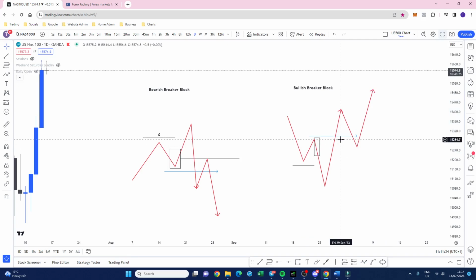But for me, I don't look for just the breaker blocks alone. I use breaker blocks solely as confirmation for a trade idea.